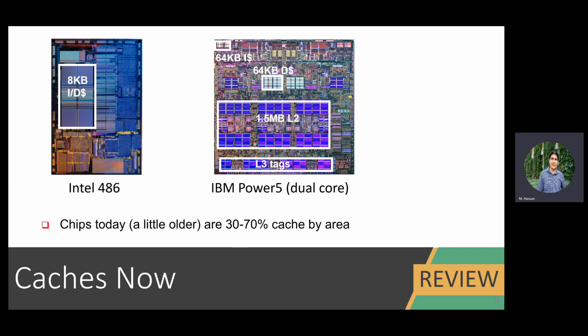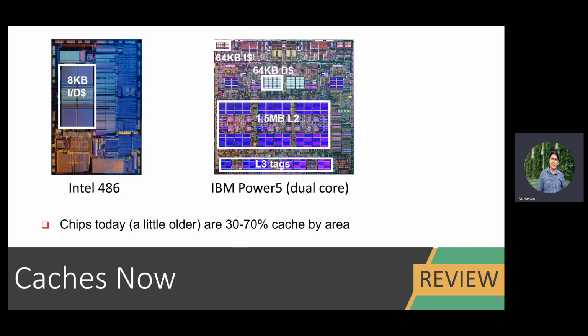Here I have, well, this is a very old Intel 486. This is one of the earliest Intel processors. You can see that, well, this is only the part that goes to the memory. And then here I'm talking about IBM Power5, which is still not really a modern processor. You can see the difference in the area between this one and this one. All these areas, in fact, are going to caches, right? You can see.